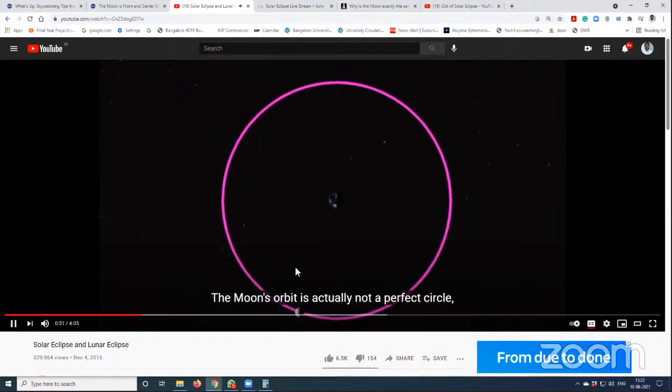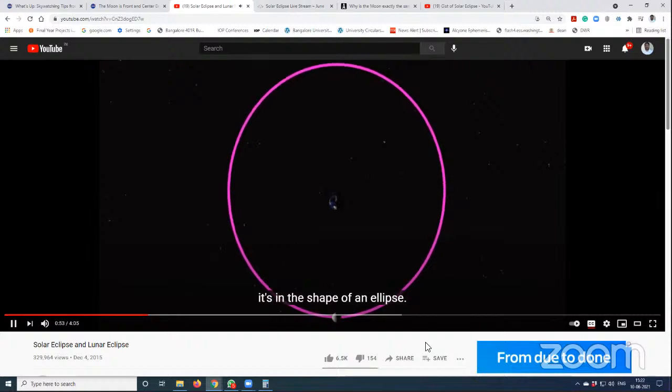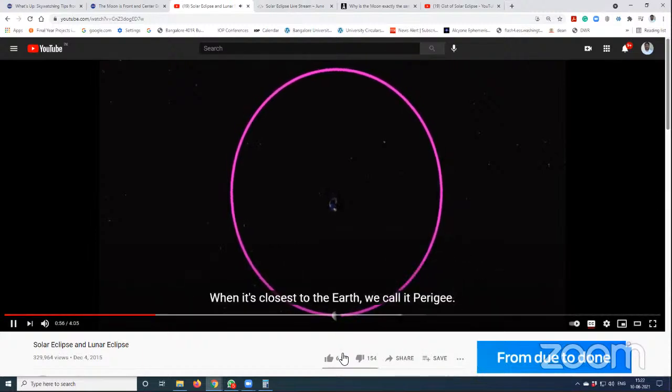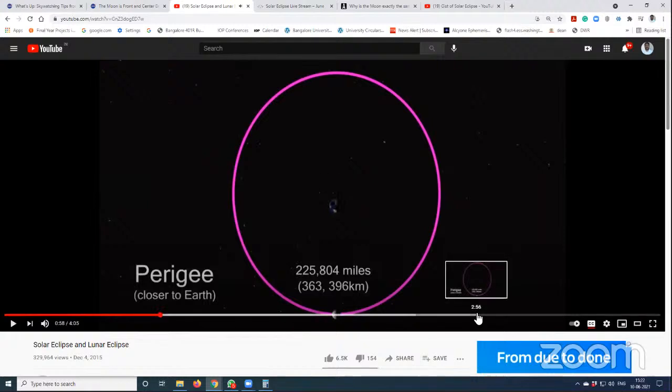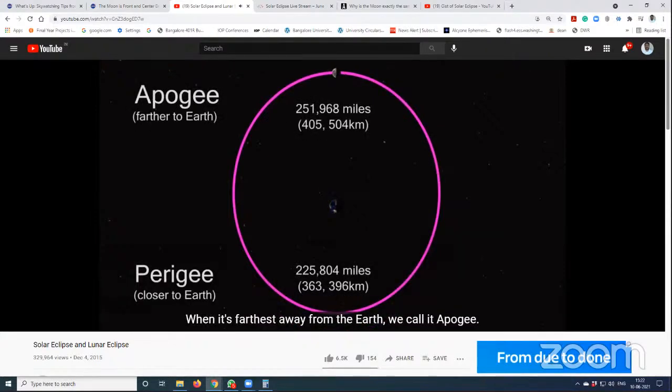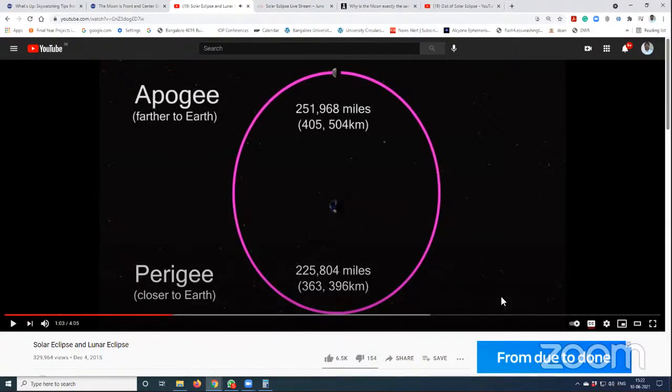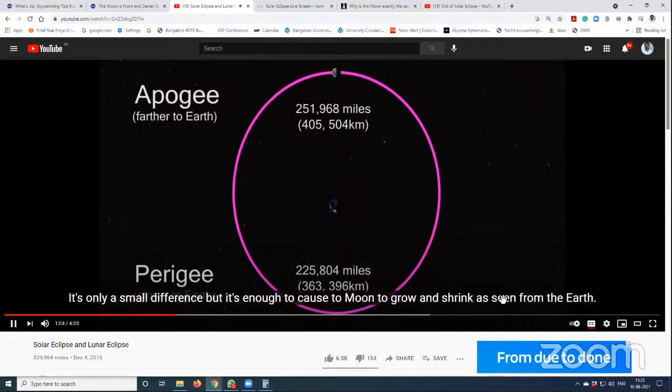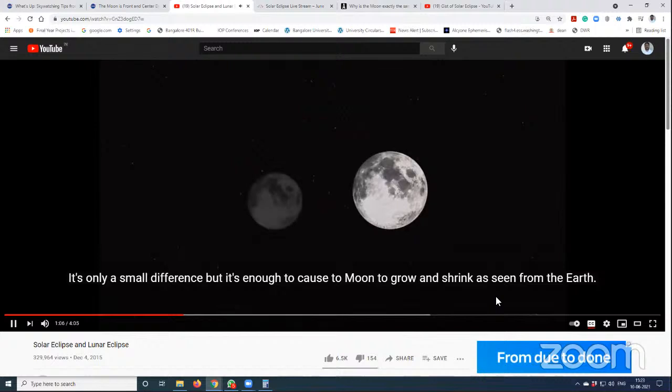The moon's orbit is actually not a perfect circle. It's in the shape of an ellipse. When it's closest to the Earth, it is called perigee. The perigee distance is almost 3.63 lakh kilometer. I will proceed. When it's farthest away from the Earth, we call it apogee, about 4.05 lakh kilometer. The average distance we are taking is about 3.8. It's only a small difference, but it's enough to cause the moon to grow and shrink as seen from the Earth.